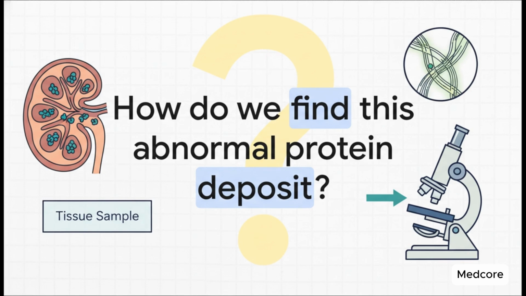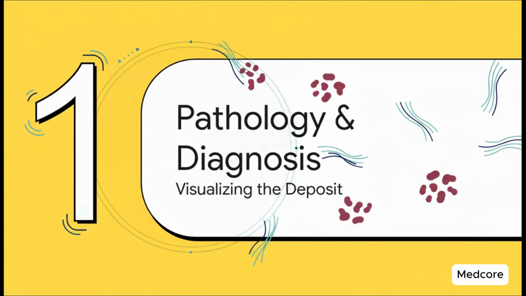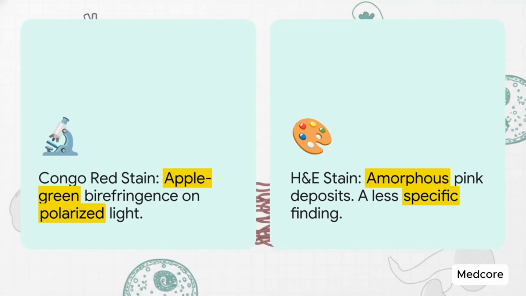This is where the magic of pathology comes in. To see these invisible deposits, we use special stains that are designed to stick specifically to these amyloid fibrils. They're kind of like a highlighter for pathologists, letting us zero in on exactly where this harmful protein is accumulating when we look at a tissue sample under the microscope. And there are two main stains that you absolutely have to know. So let's look at how we visualize this stuff.